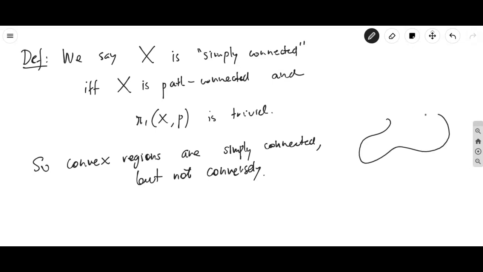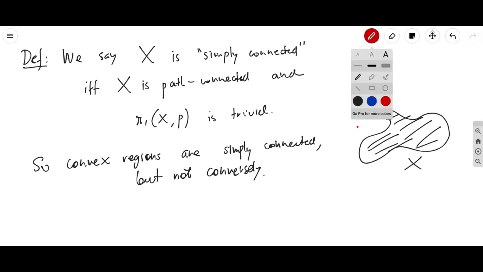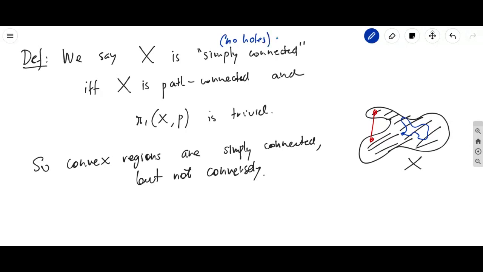So I'll give you a very simple example. Let's say you look at something like this. This is your X. You can see from the picture that this is not convex, but at the same time, if you have any closed loop, it seems to always include the stuff inside of it. So you have room to shrink that loop down to a point. It's like you basically have no holes in your space. That's what it means to be simply connected. Intuitively, it means there are no holes. So convex regions are simply connected, but it's not true the other way around.